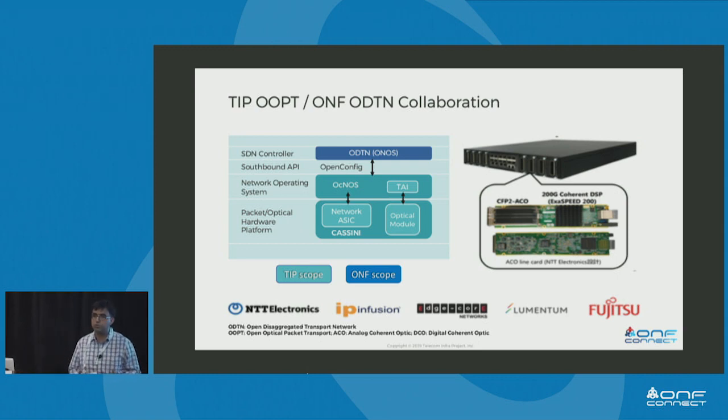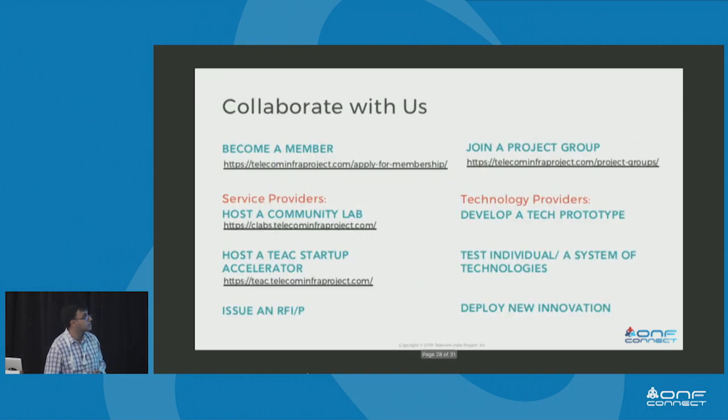And this is crucial because for operators to really get the benefits of automation, to get the benefits of virtualization, they need to be able to see open source coming in and working with the platforms that they're getting from the hardware community. And this is a perfect example of how TIP and ONF can work together and drive innovation in this space.